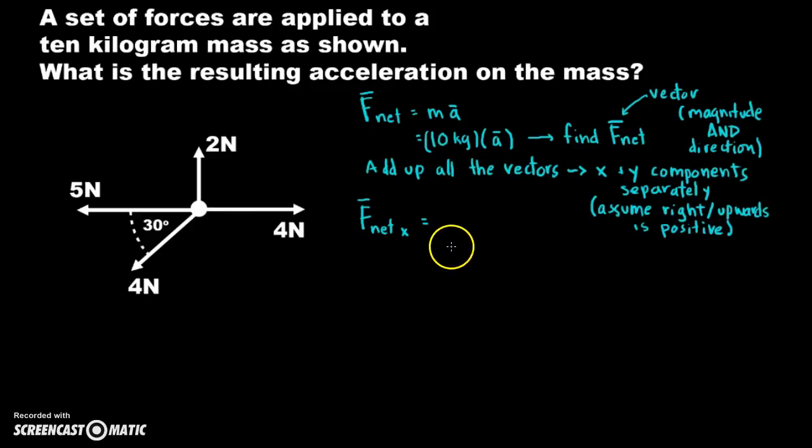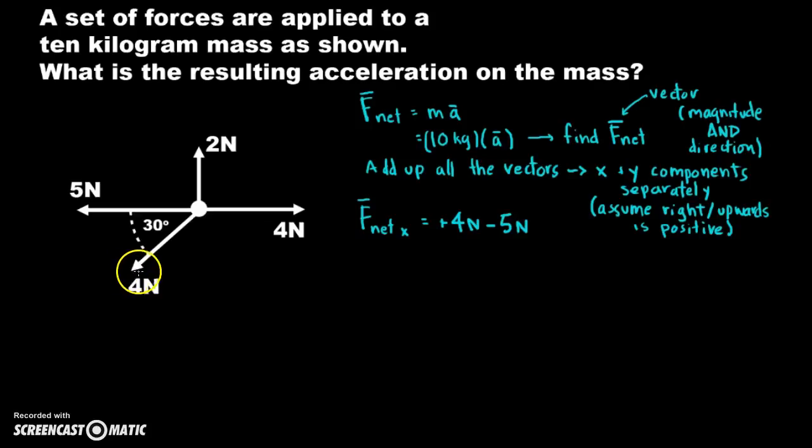So now what? Well, let's look at the x components. Now I've got a positive 4 newton. I've got a negative 5. Now here's the problem. I've got a 4 newton that's actually at an angle. So let's look at that.